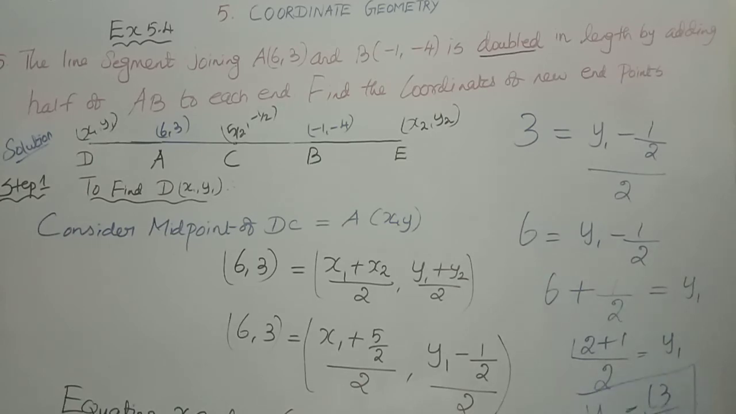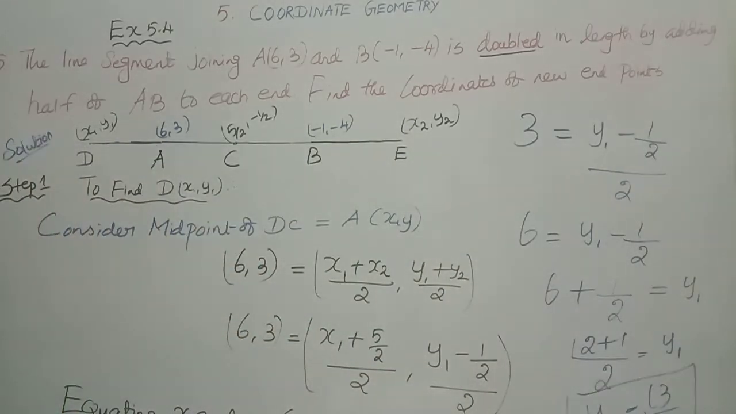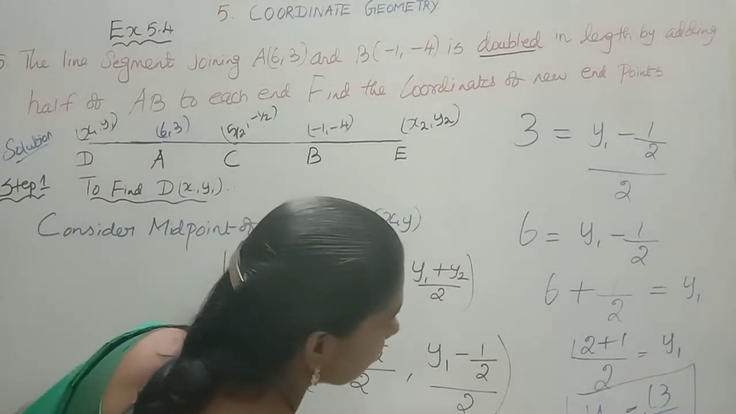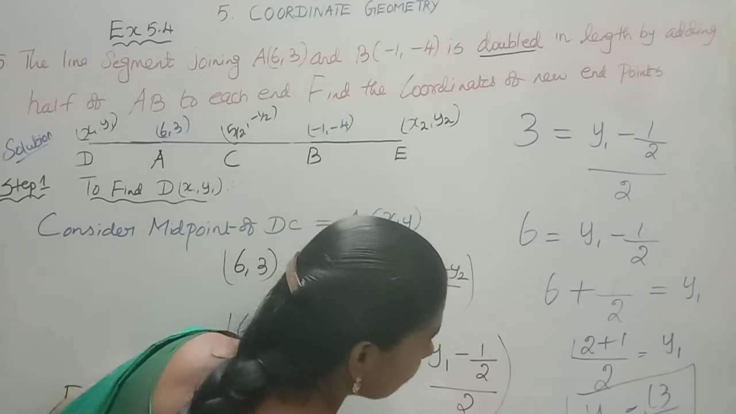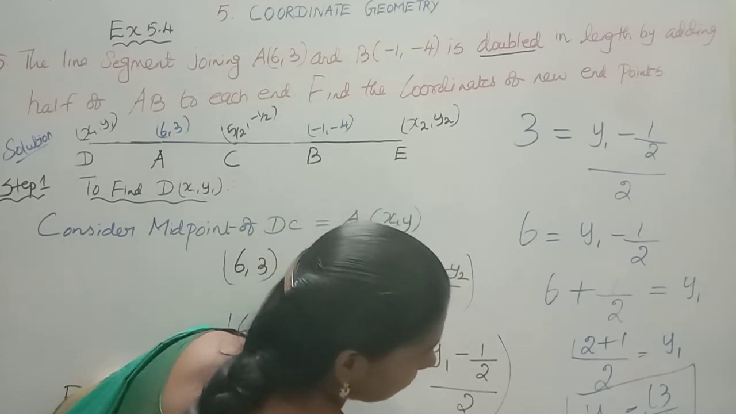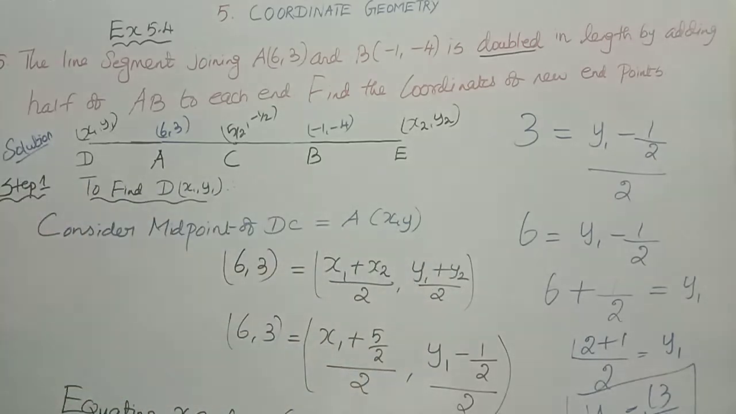Now we have got the coordinate points of D. So what is D of x1 comma y1? x1 is 19 by 2, and y1 is 13 by 2. So D of x1 comma y1 equals 19 by 2 comma 13 by 2. Now our duty is to find x2 comma y2, the coordinates of E.